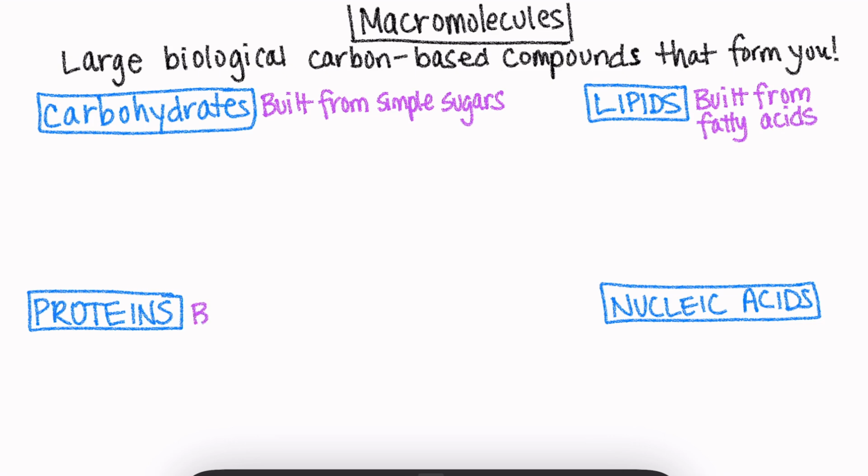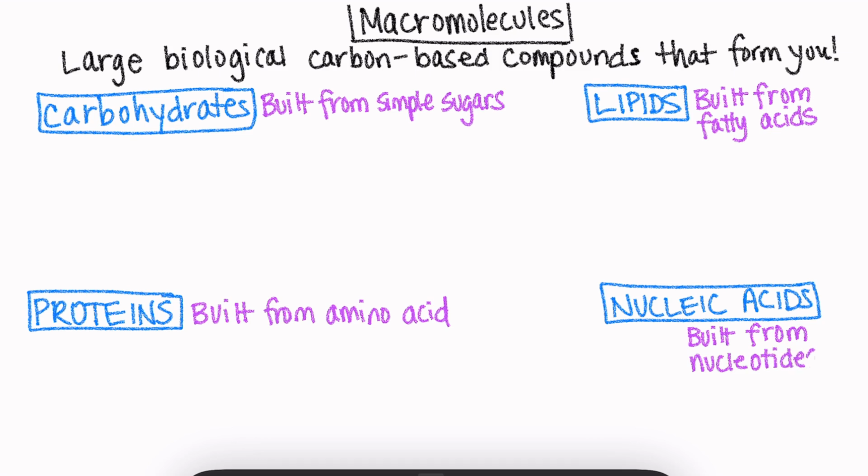Proteins are built from amino acids. And nucleic acids are built from nucleotides. We spent a lot of time in the previous video going over the periodic table and important elements. And that's how we are going to classify these.